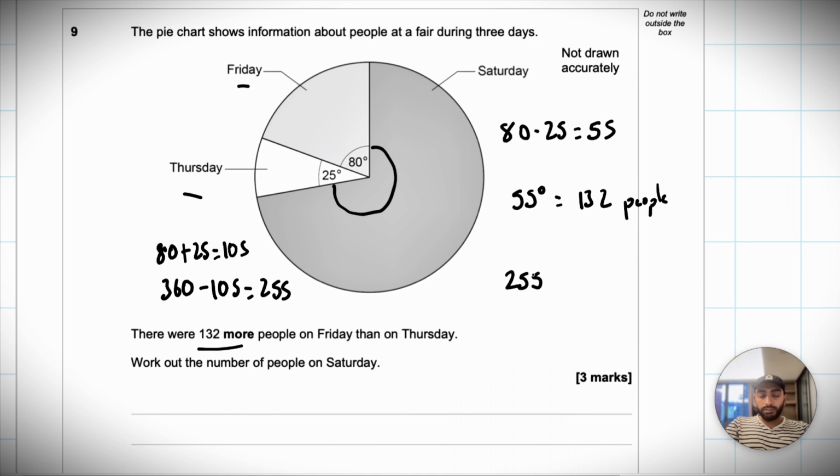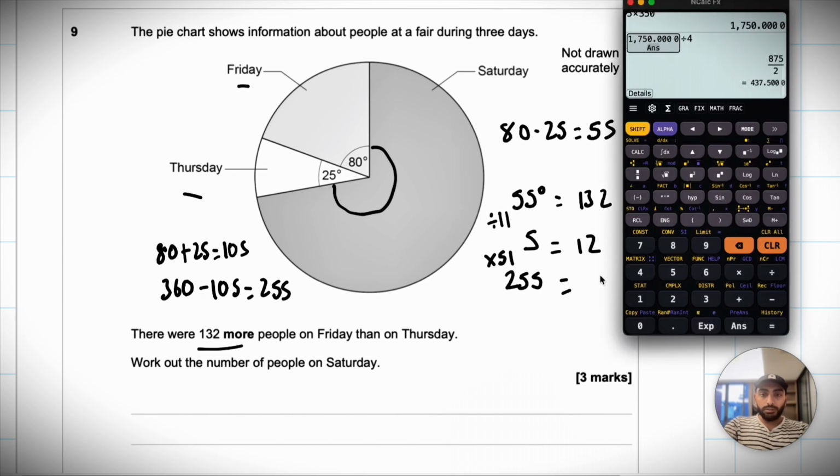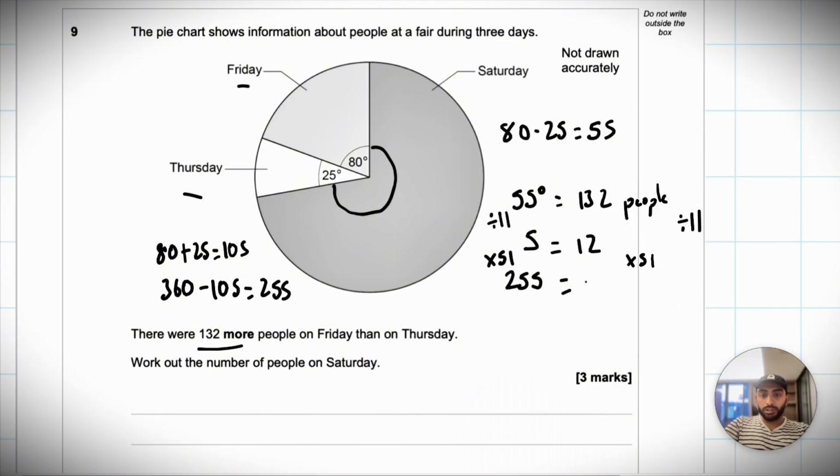Both of these numbers divide by 5, so I'm going to try and get this one to 5. On the left hand side, I've divided by 11, so on the right hand side, I'm going to divide by 11. 132 divided by 11 is 12. And then here, I need to think about what have I multiplied 5 by to get to 255. So that's going to be 51. And on the right hand side, I also need to multiply by 51. 12 times by 51 gives me 612. So that's 612 people that were attending on Saturday.